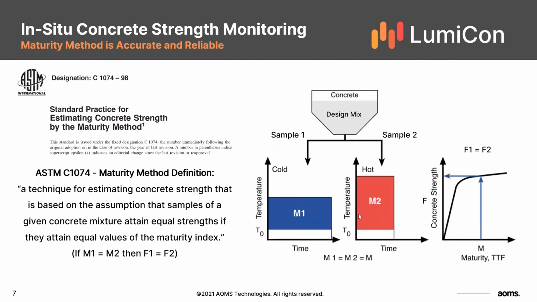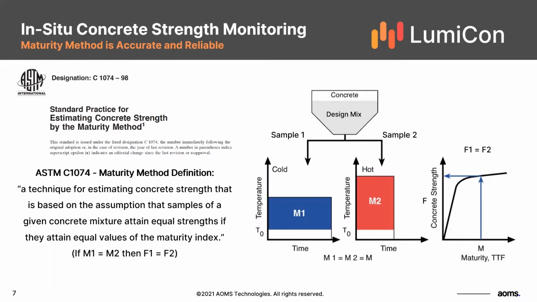But what is maturity? So I'm going to just read this blurb from the standard, and then I'll try to deep dive into it a bit further. Maturity is a technique for estimating concrete strength that is based on the assumption that samples of a given concrete mixture attain equal strength if they attain equal values of the maturity index, regardless of volume.